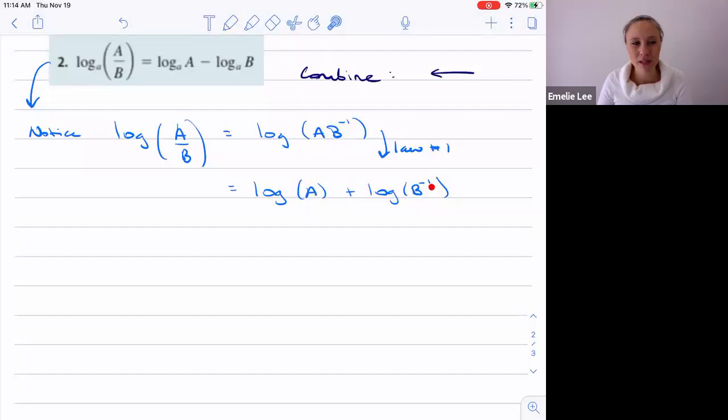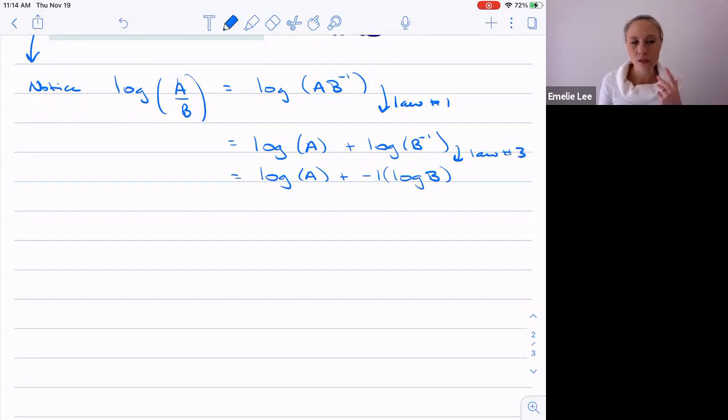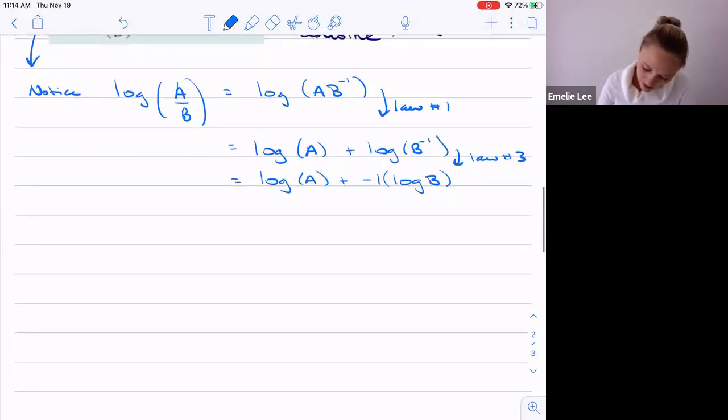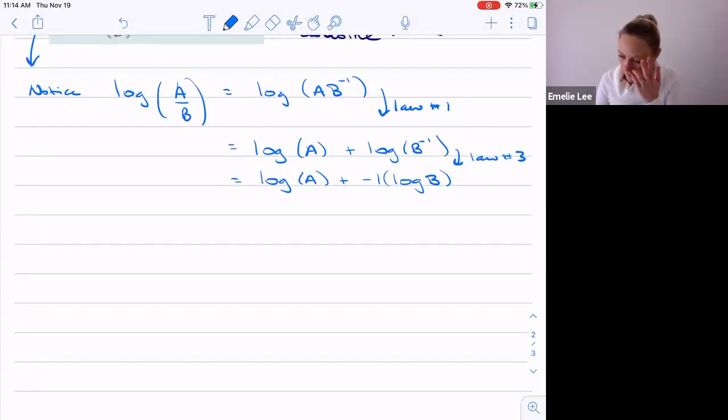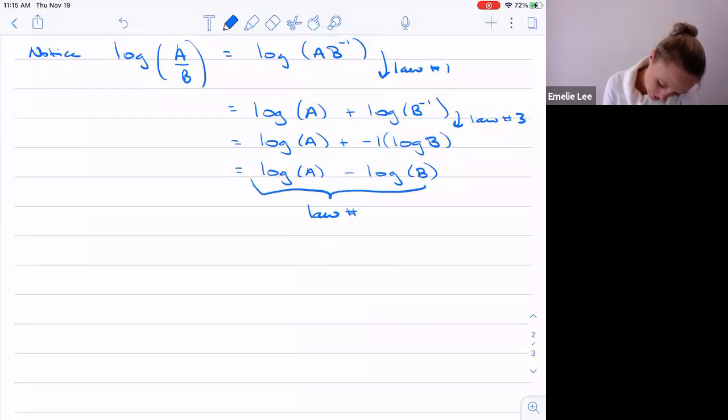But by law number 3, I can bring this negative 1 down in front. So plus negative 1 times the log of B, which is where we get that subtraction from, which is the log of A plus negative 1 times the log of B. And this is from law number 3, which we already talked about, right? So you don't need to remember two logs. You could just remember both the first one, and then the second one would follow. But it's usually easier if you just remember the second law as well. So, log A minus the log of B, which is law number two. Okay.